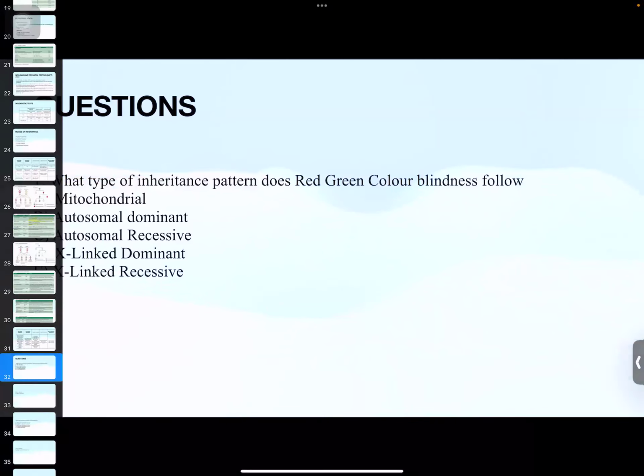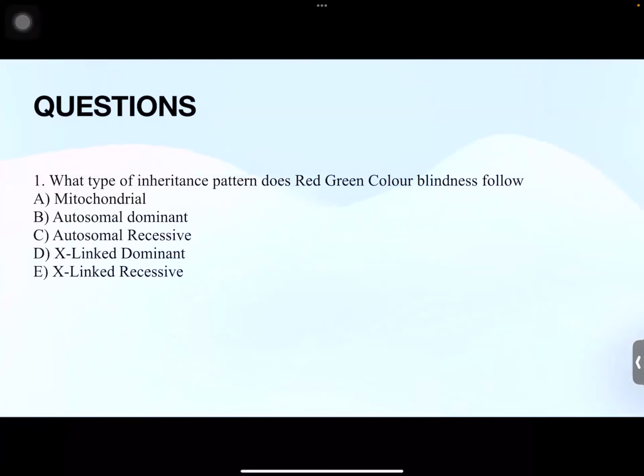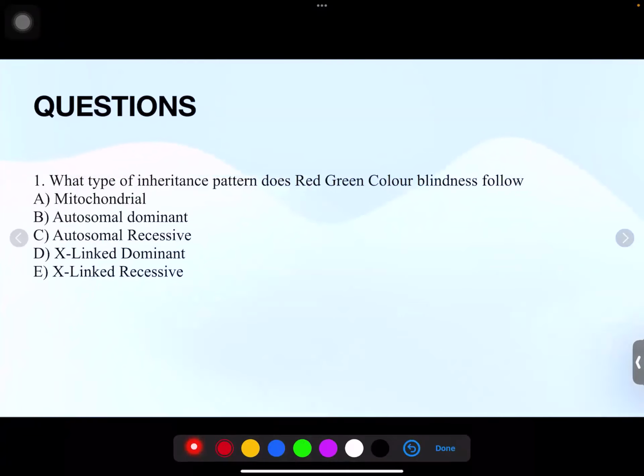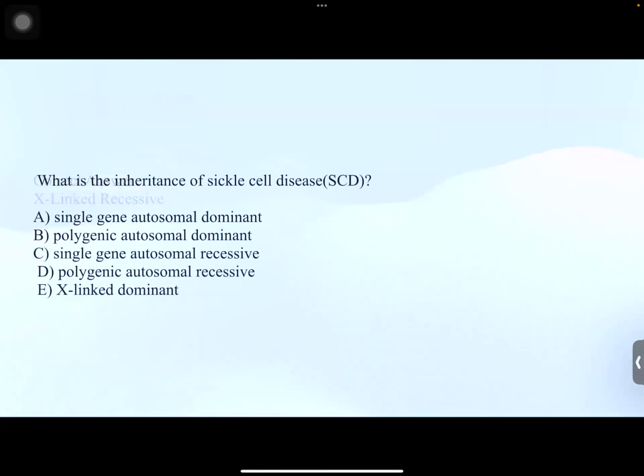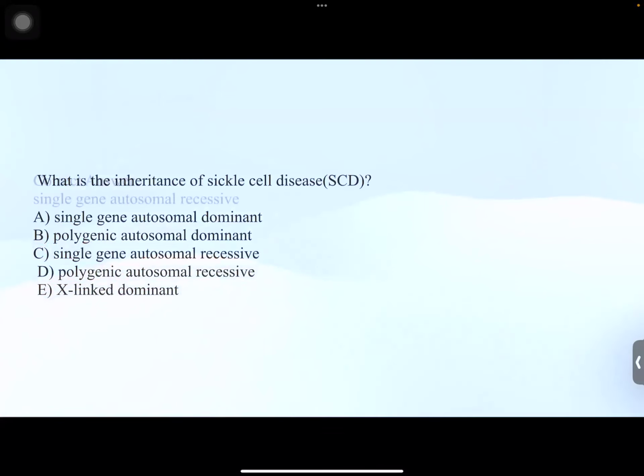Everything is cleared up till now. Do you have any question? I have written down just a few questions. You just have to see these examples, like they ask you what type of inheritance pattern does red-green color blindness follow. You all know up till now what type of color blindness this is. So this is X-linked recessive. And again, the sickle cell disease pattern, you know that this is autosomal recessive, but they ask you about single gene or polygene. So single gene. Sickle cell disease is actually a single gene autosomal recessive disease.